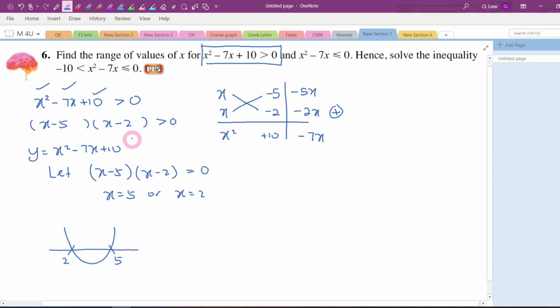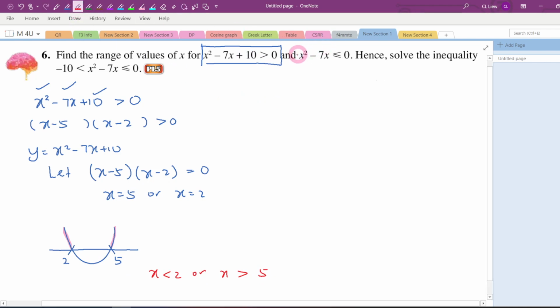Now, go back to this inequality. We want this whole thing to be greater than 0, so it means this part and this part. So what is the range of x? From here we know that x must be less than 2 or x greater than 5. So these are the range for this inequality.